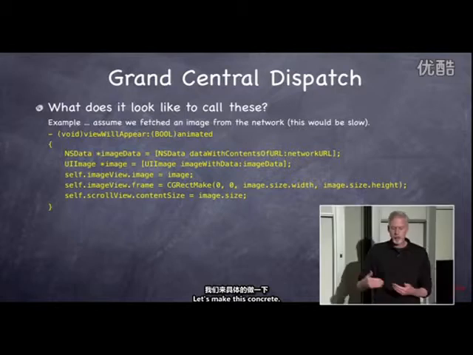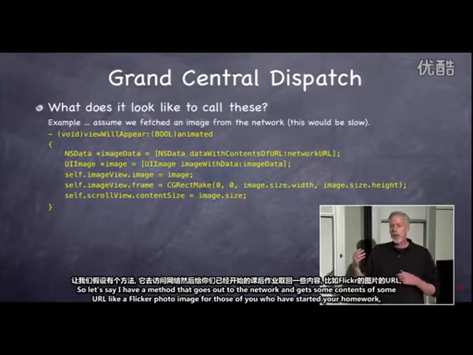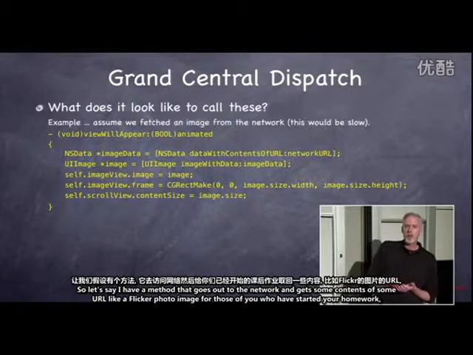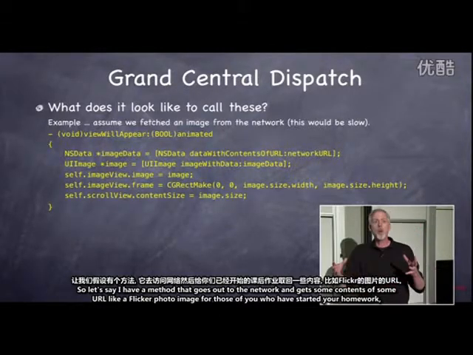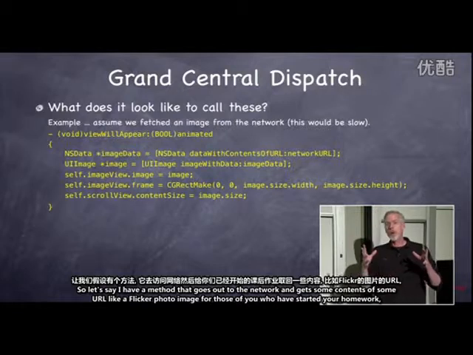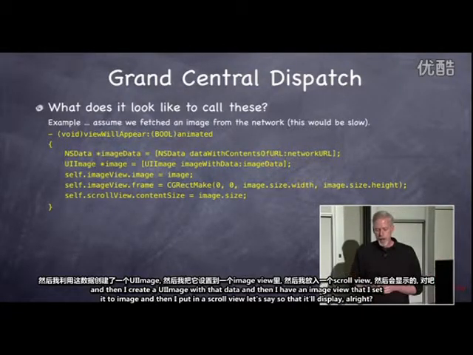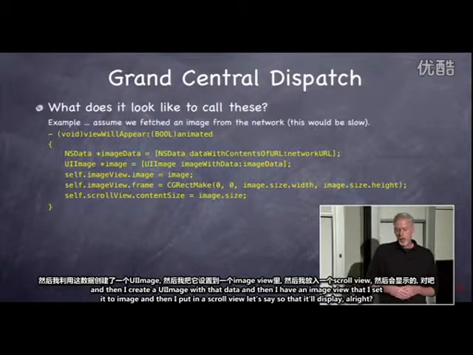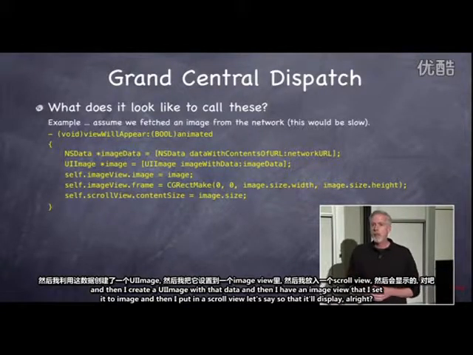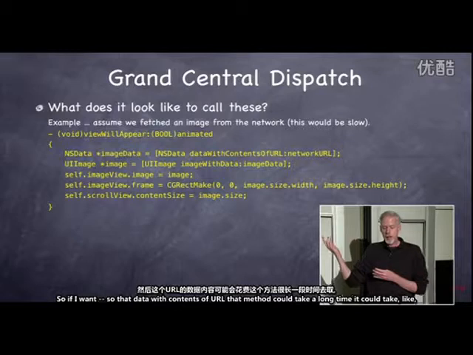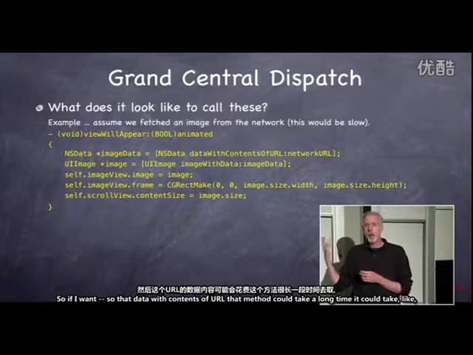Let's make this concrete. Let's say I have a method that goes out to the network and gets some contents of some URL, like a Flickr photo image, for those of you who have started your homework. And then I create a UIImage with that data, and then I have an image view that I set its image, and then I put it in a scroll view, let's say, so that it'll display.